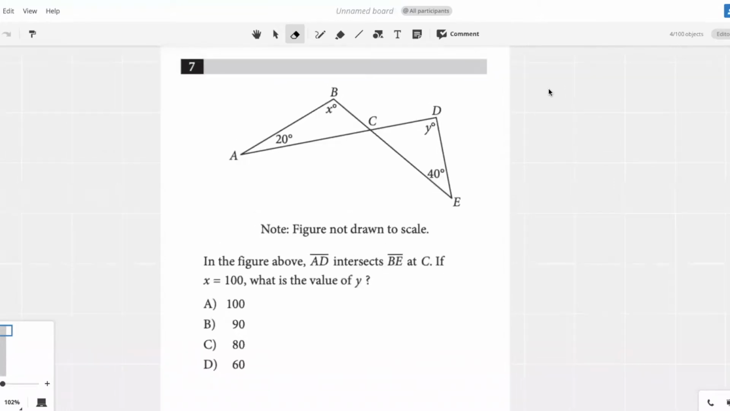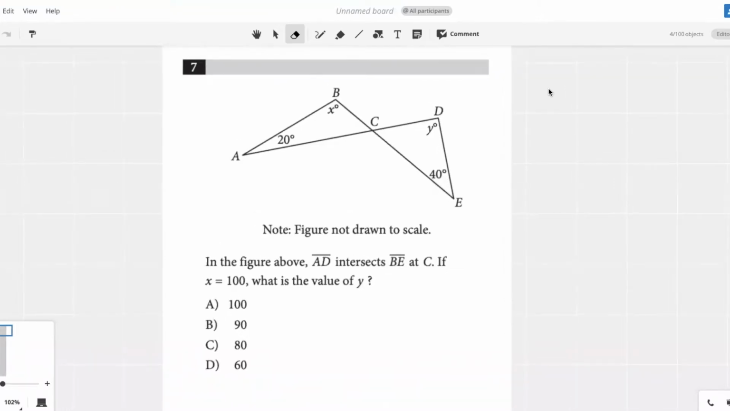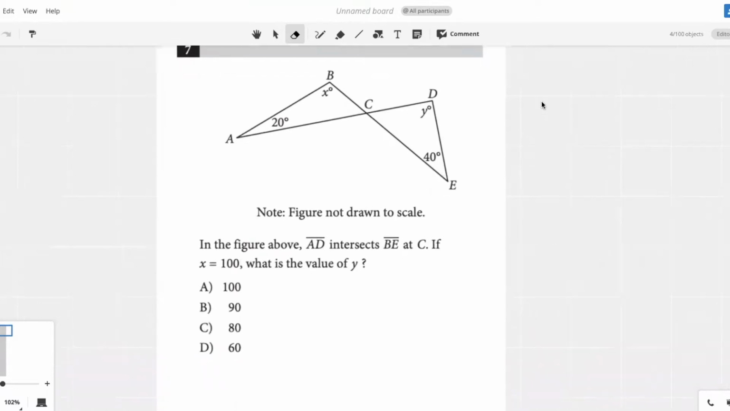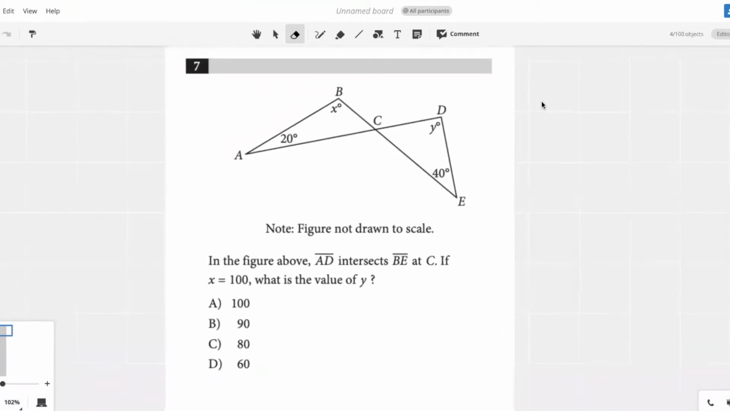All right, so today we're going to take a look at questions 7 through 10 in the calculator section of the SAT Practice Test 9. So remember, you can use your calculator for these questions, but for the majority of these questions, you probably won't need to. So let's start with number 7.